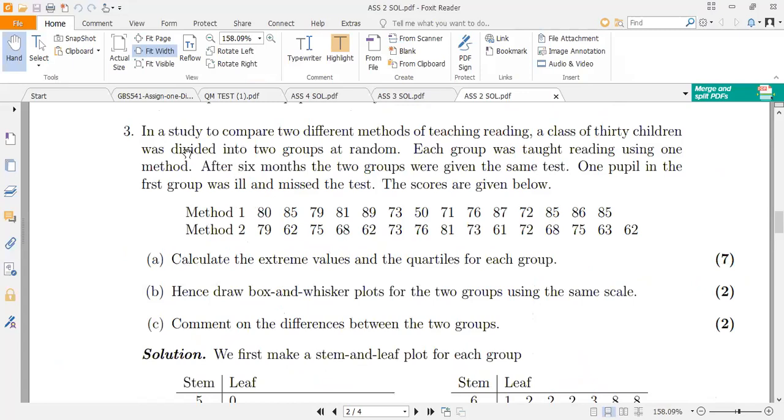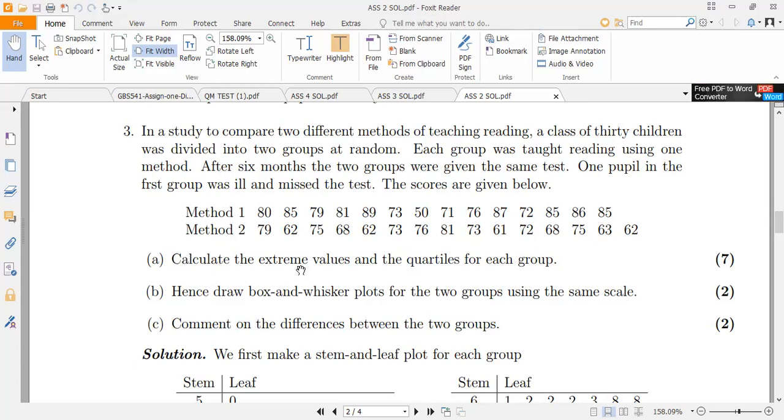Let's put that in a study to compare two different methods of teaching in a class. We have 30 children who are divided into two random groups. Each group is taught using one method. After 6 months, the two groups were given the same test. One pupil in the first group was ill and missed the test. The scores are given as follows. So here, 1, 2, 3, up to 15. So here they're all 15, but in this group they're 14 because one was ill.